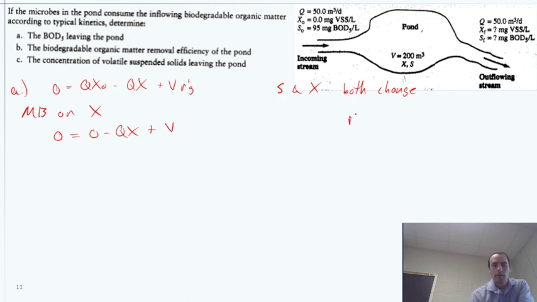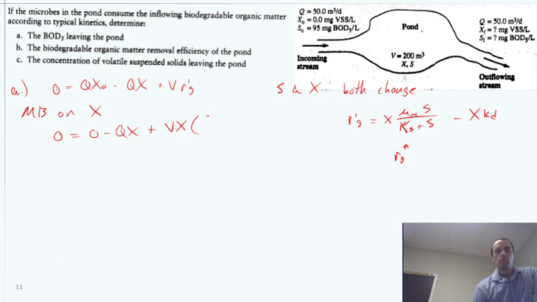So this R prime of G, let's remind ourselves, is going to be equal to X times mu, and I'll write this out. Instead of mu, we're going to put mu max times S divided by KS, the uppercase one, plus S. That's the RG, right? That's RG here, minus RD, which is going to be X times that KD. Okay, so if that's R prime of G, then we have over here V times, I'm actually just going to extract out the X there and say VX times mu max times S divided by uppercase KS plus S minus KD.